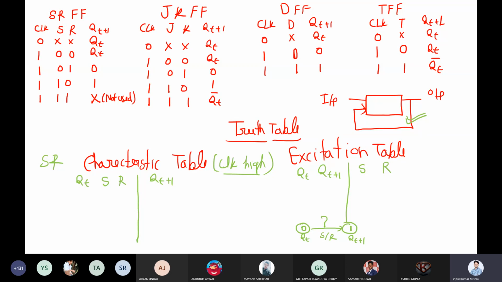In order to figure out what the S and R values will be, you are looking for a new variety of table, that is the excitation table, where you know the previous output and the next output, that you already know. But how to reach from the previous output to the next output, that you want to figure out. In that case, your excitation table will be helpful, right? We'll understand this in more detail when we talk about different state diagrams, let's say a counter. Any doubt till this point?